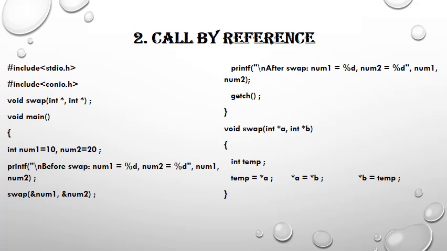And inside that we are going to access the values at those addresses. So ampersand a கொடுத்தா address, அதே மாதிரி star a ன்னு கொடுத்தா அந்த லொக்கேஷனில் இருக்கக்கூடிய values அப்படிங்கிறது அர்த்தம். So temp equal to star a, star a equal to star b, star b equal to temp.